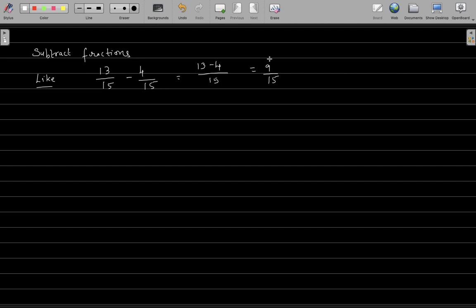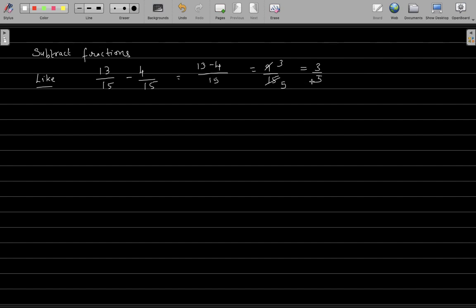Now you can either leave your answer like this, but because this can further be reduced to a simpler form, we shall reduce or simplify this fraction. 3 times 3 gives you 9, 3 times 5 gives you 15. That's how you got your answer as 3 upon 5.